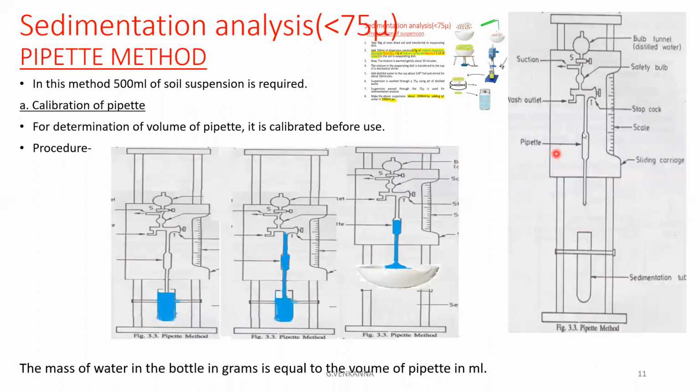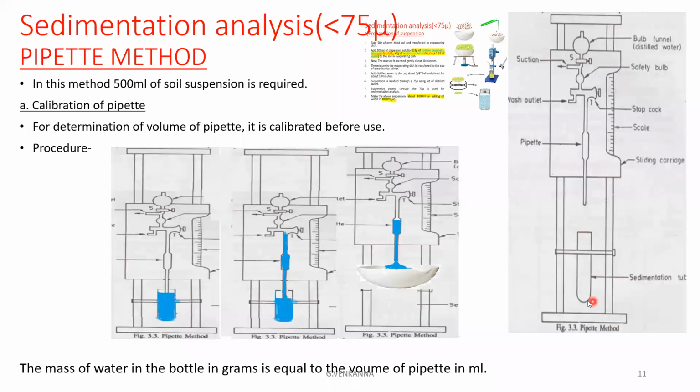This is the pipette. In this pipette we have to find the volume, and in order to find it, we first have to calibrate it. How much is the volume of this pipette? For this we have to calibrate the pipette. The procedure is like this, so first we go through these points.